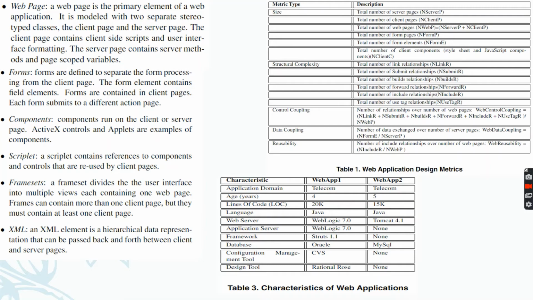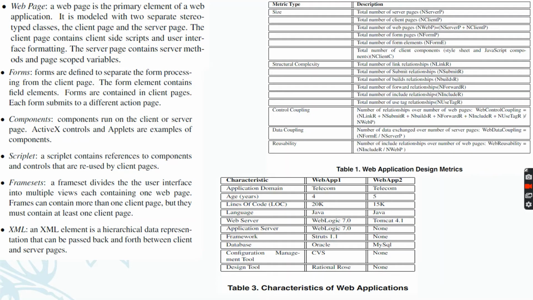Forms. Forms are defined to separate the form processing from the client page. The form element contains field elements. Forms are basically contained in client pages. Each form submits to a different action page. Now components. Components run on the client or server page. ActiveX controls and applets are some of the examples of the components.